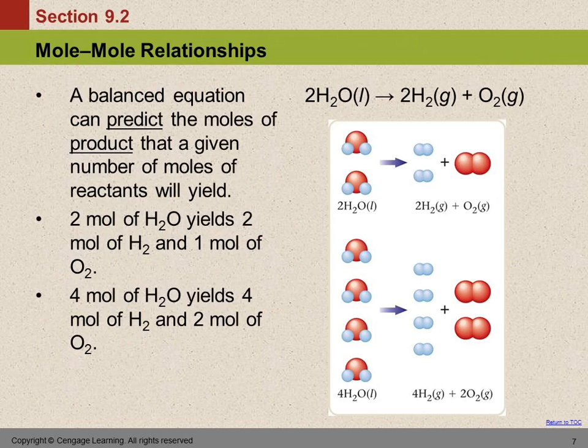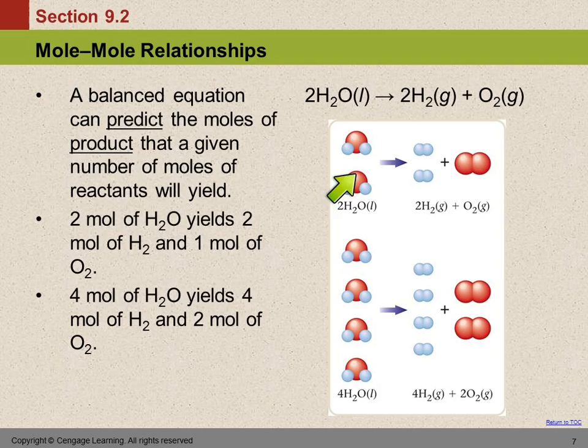A balanced chemical equation can predict the moles of products. So in this example, we have water decomposing to form hydrogen gas and oxygen gas. When we look at this equation, we need to be able to interpret it and understand its meaning, not just some random series of numbers and letters. So 2H2O: one way to interpret that is that there are 2 water molecules. Here we have pictures of the water molecules. The 2 means there's 2 of them. That's not part of the formula for water. It's telling us how many.